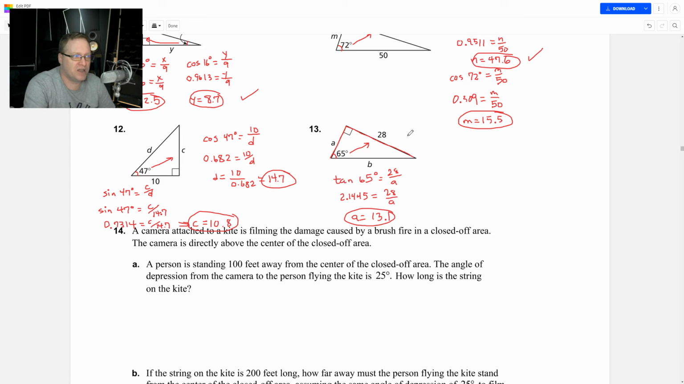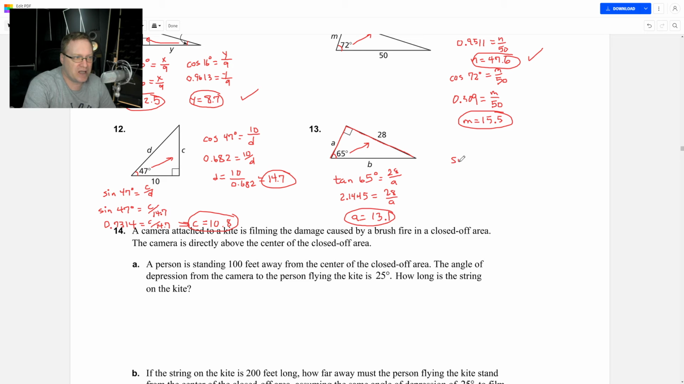So that used the tangent. But now we need to find B. But B is the hypotenuse. So we're going to need to use the ratio to the hypotenuse. And 28 is the opposite side. So we're going to have the opposite side and the hypotenuse. What ratio can we use? The sine. The sine is the opposite over the hypotenuse, right?